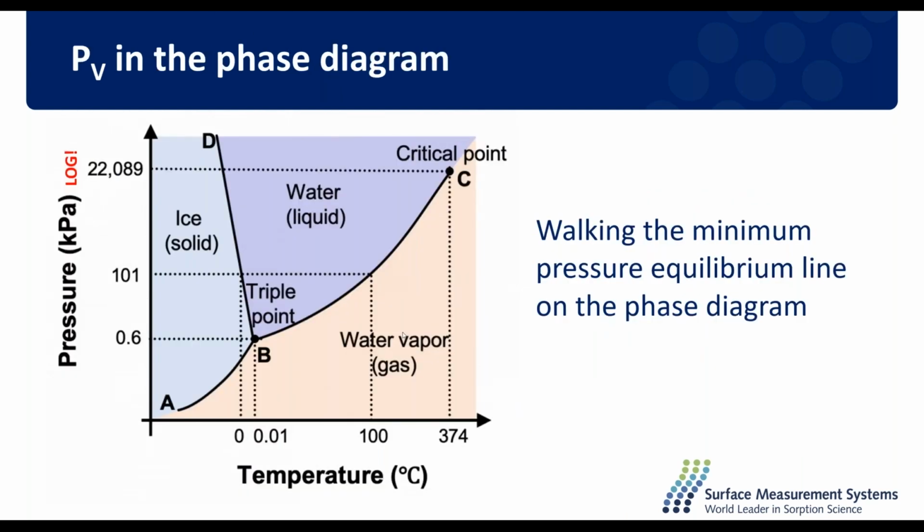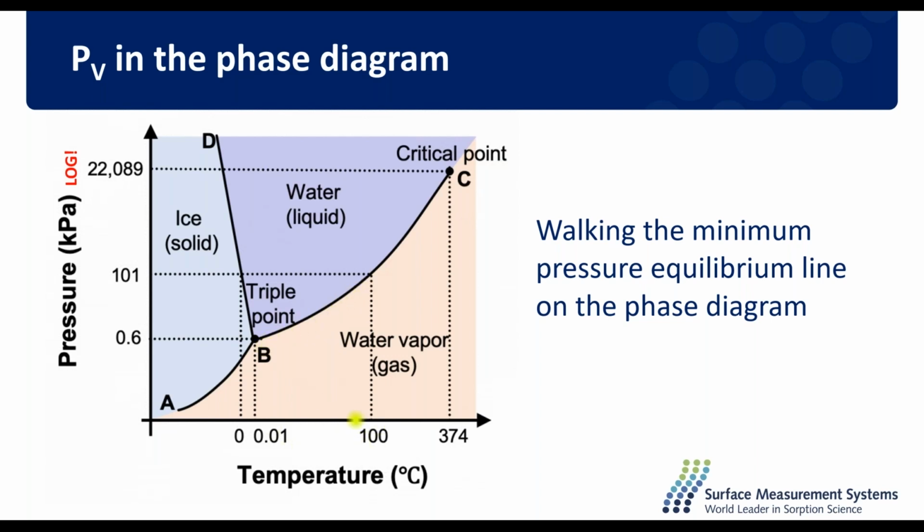Let's take a look at how vapor pressure changes in the landscape of a substance. What we have here is the phase diagram, in this case the phase diagram of water, which allows us to discover the relationship between temperature and pressure. What we're going to do is walk the minimum pressure equilibrium line on this phase diagram, which means that the only pressure increase is due to the equilibrium. If we start over here, we look at the range of temperatures that we encounter in daily life.